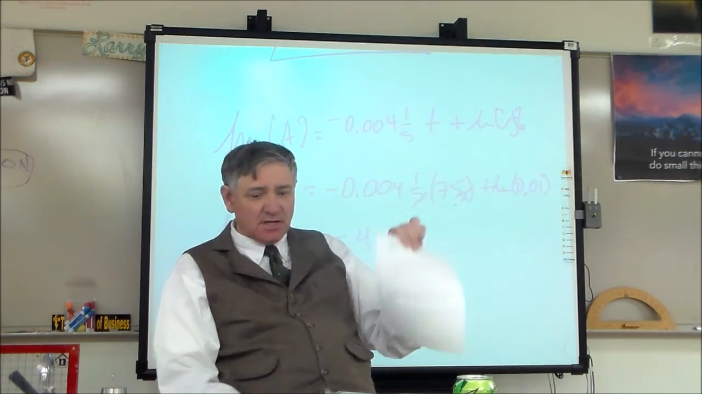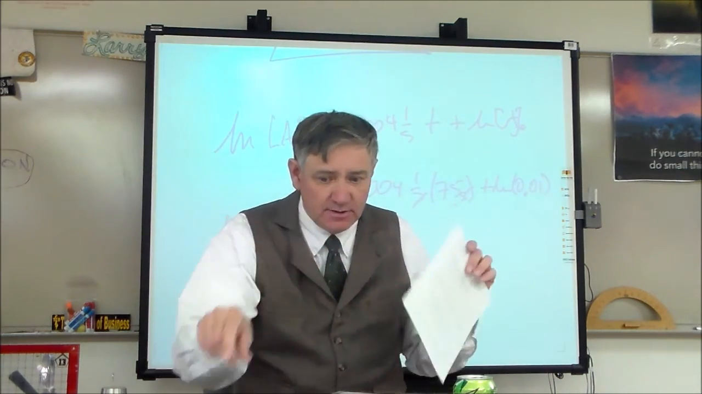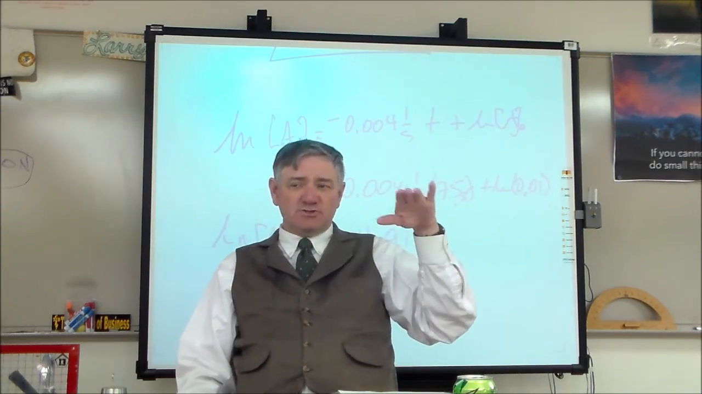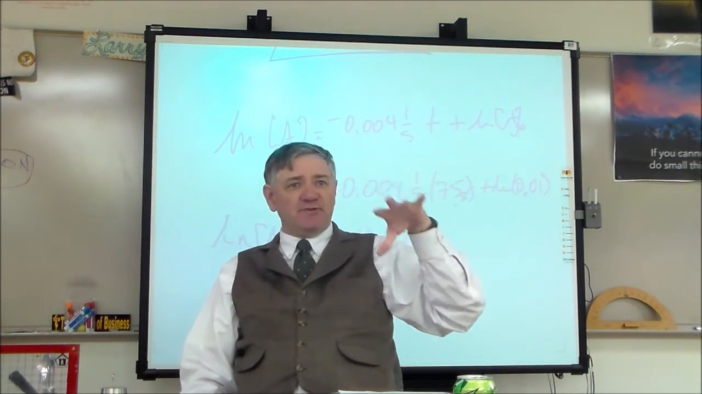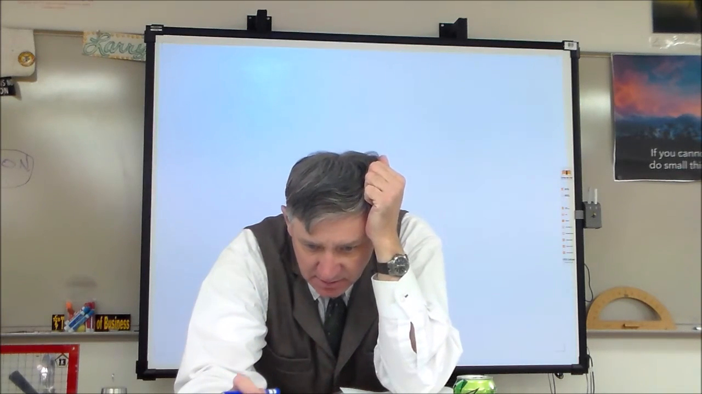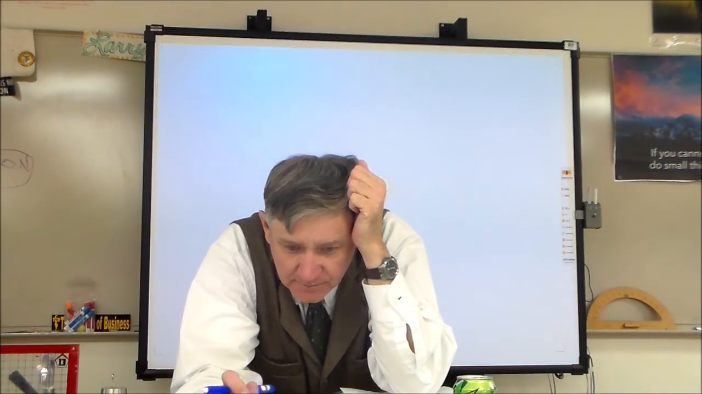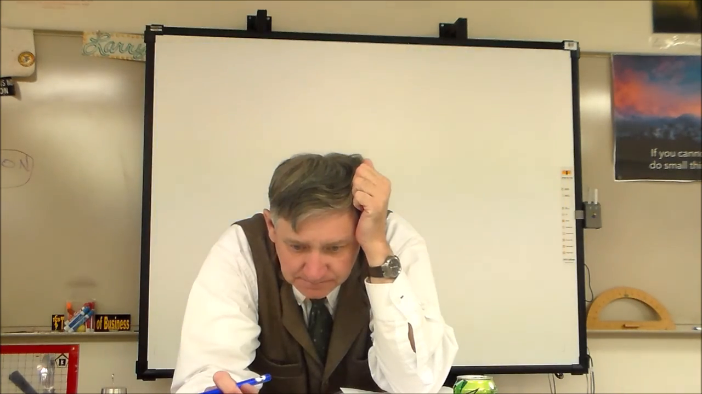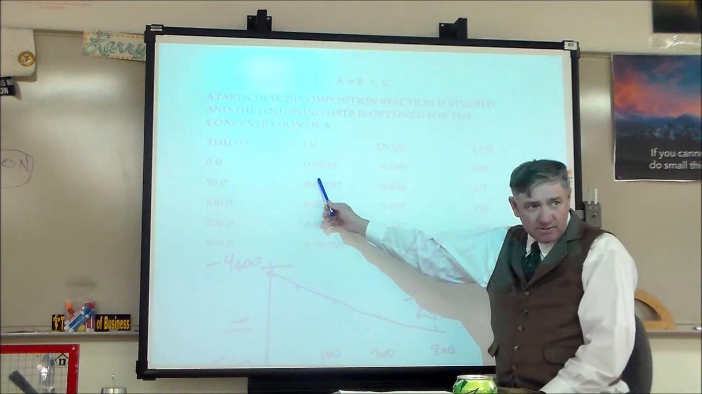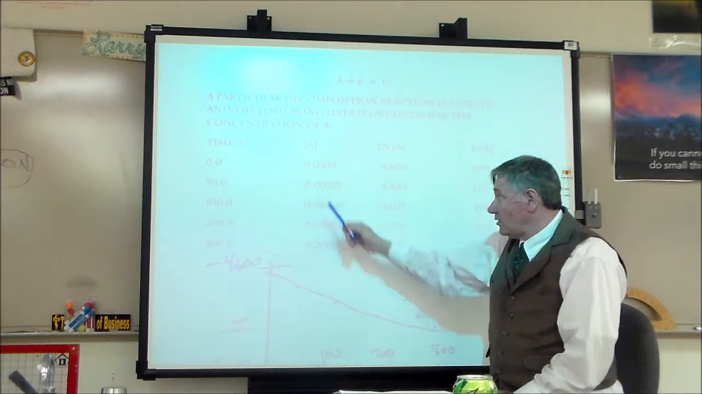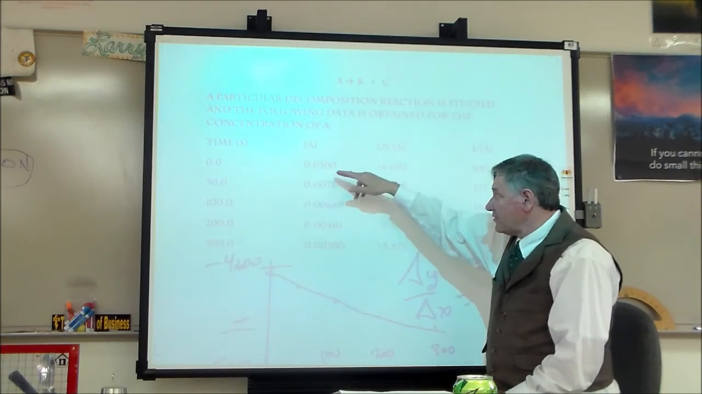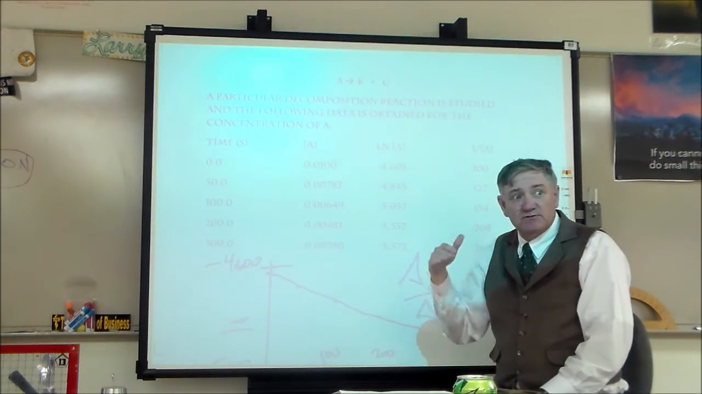And I've got the equations on your sheet. Half-life refers to how long it takes for the concentration to drop to half of the initial value, okay? So if you look at this initial data that we used, my initial concentration is 0.01. At time 0 it's 0.01. So my half-life then would be the time it would take for this concentration to drop to 0.005.